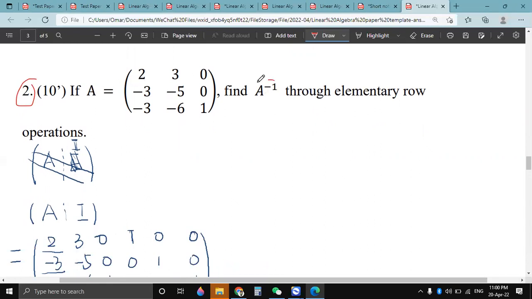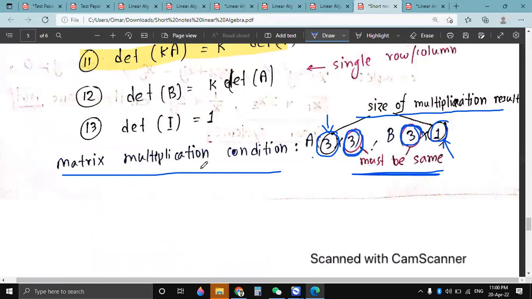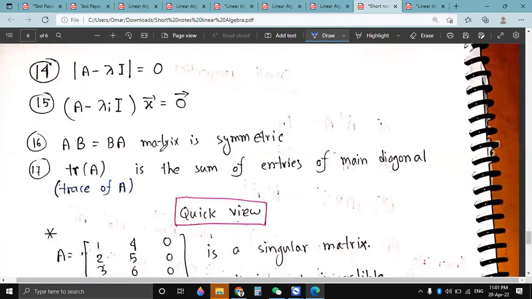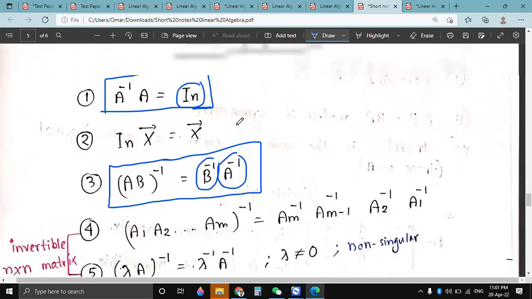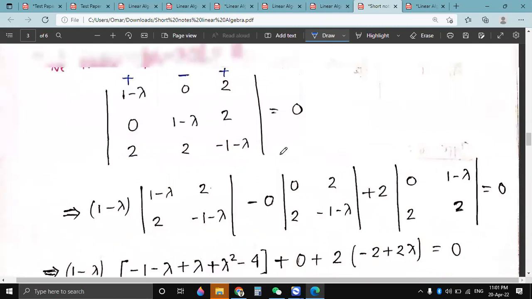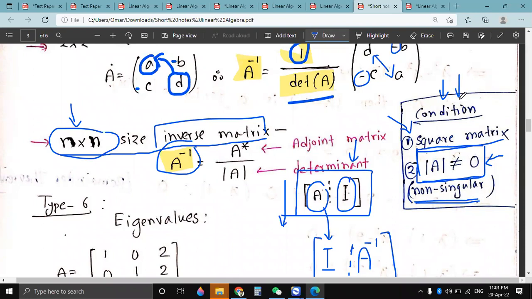We have the matrix A, and we have to find the inverse matrix through elementary row operations. So if you look at my notes here, to find the inverse matrix of an n by n size, it must be a square matrix. The condition to find the inverse matrix is that it must be a square matrix, and the determinant of this matrix must not be equal to 0. That means it is non-singular. These are the two conditions to find the inverse matrix.